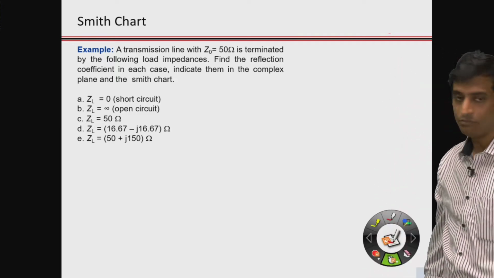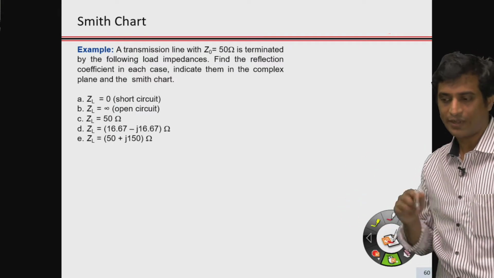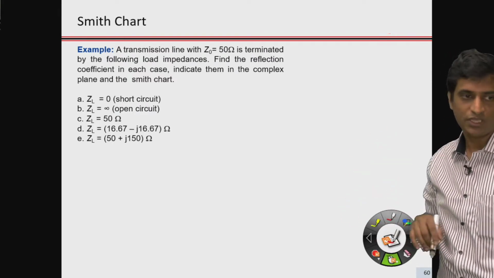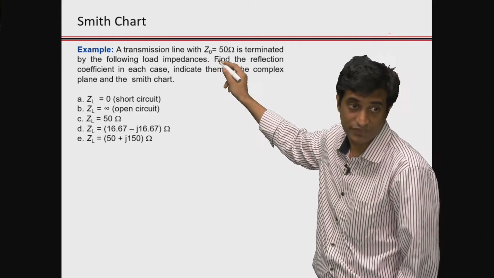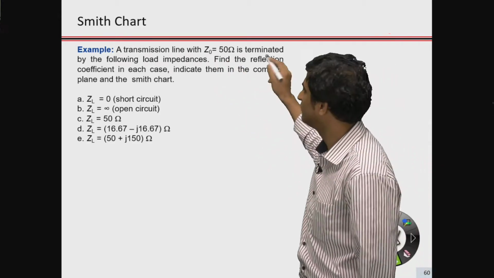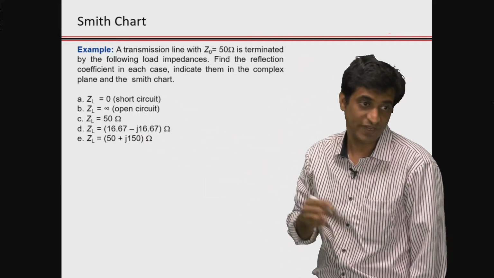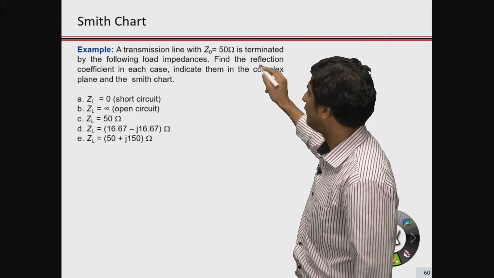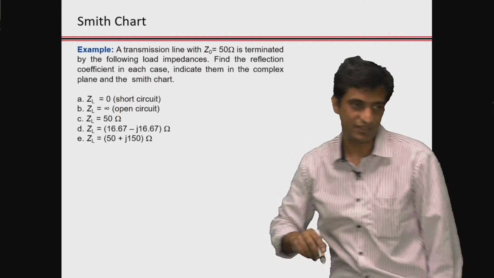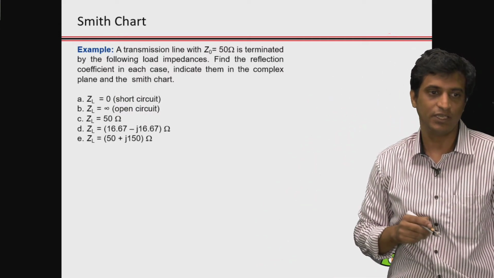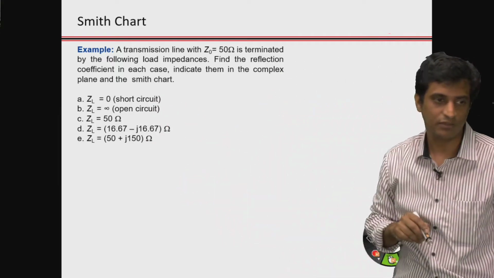Okay, let's go through an example of seeing the connection between the reflection coefficient and the impedance and how it turns out to be in the Smith chart. In this particular example, we have a transmission line of characteristic impedance 50 ohms, which is typically the case, being terminated by a set of five different load impedances. We need to find the reflection coefficient for each case and then indicate them in the complex plane and in the Smith chart. We know how to do that analytically. We will see how these different load impedances map to the Smith chart.